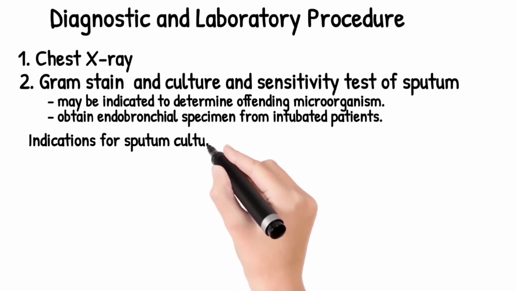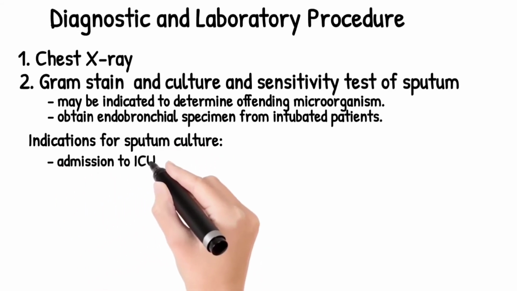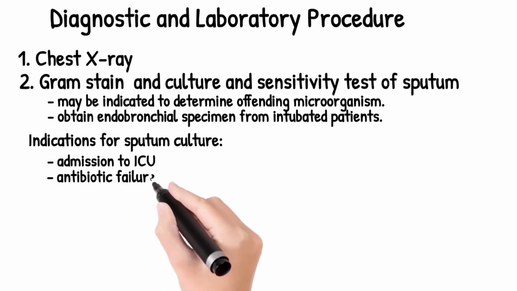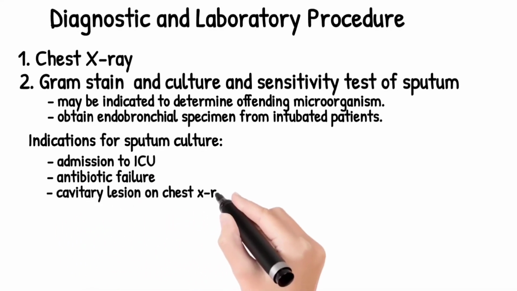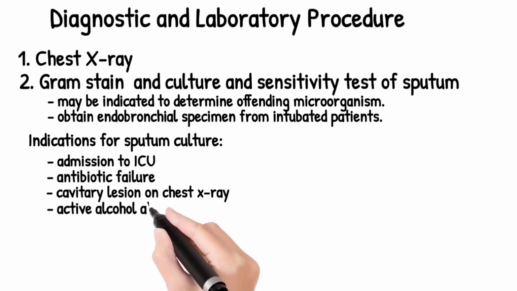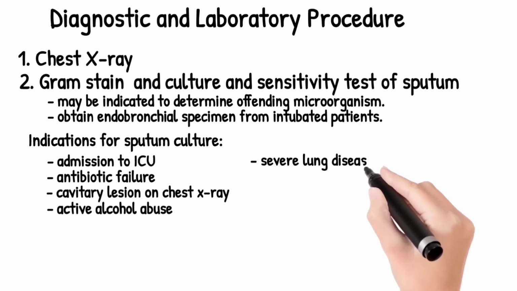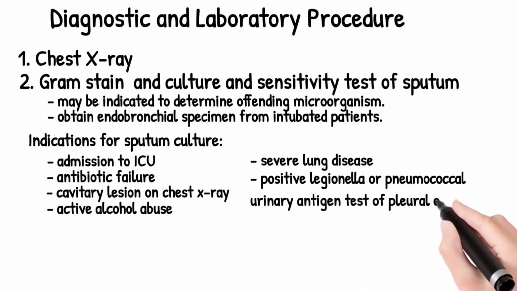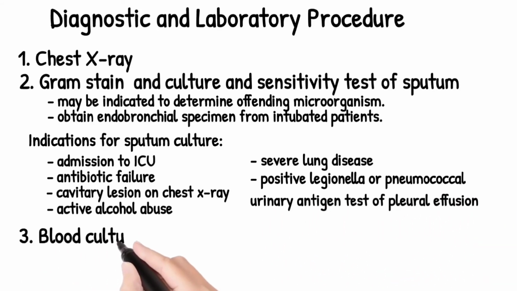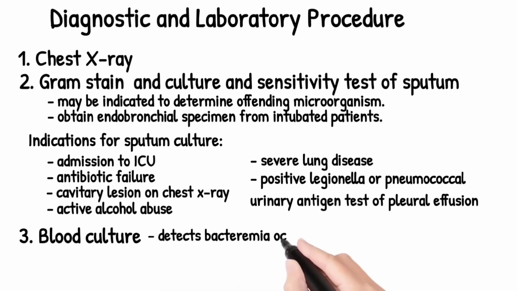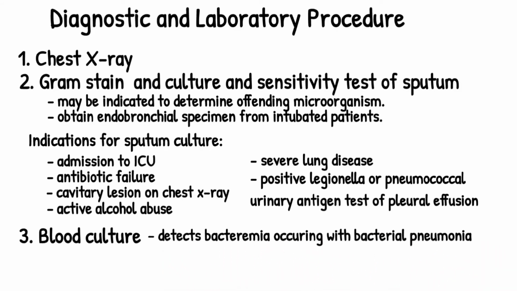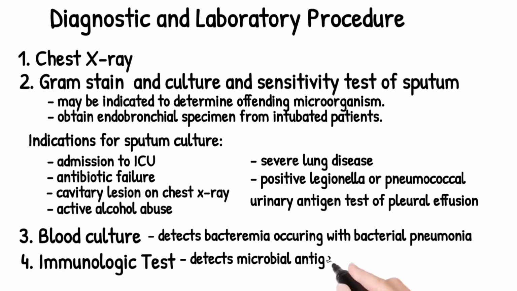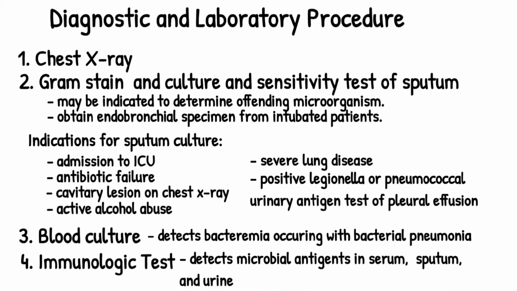Indications for sputum culture include admission to the intensive care unit, antibiotic failure, cavitary lesion on chest x-ray, active alcohol abuse, severe lung disease, positive Legionella or pneumococcal urinary antigen test, or pleural effusion. Third is blood culture, which detects bacteremia, bloodstream invasion occurring with bacterial pneumonia. And last is the immunologic test, which detects microbial antigens in serum, sputum, and urine.